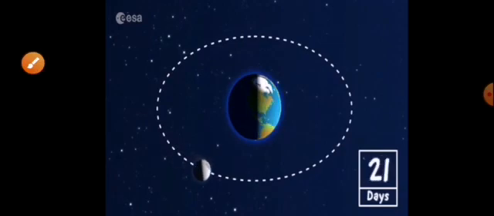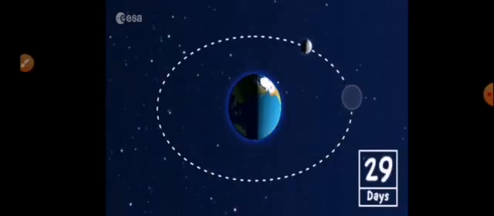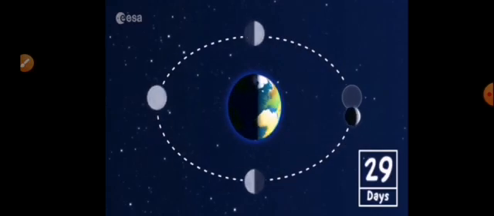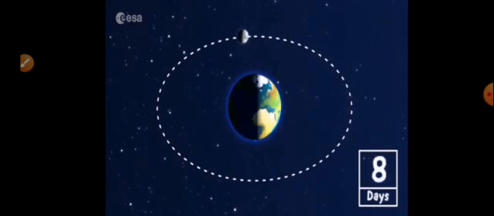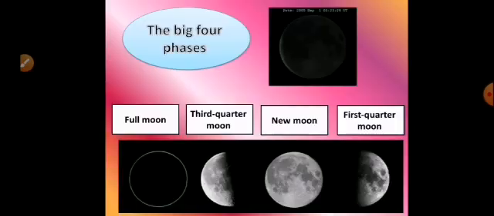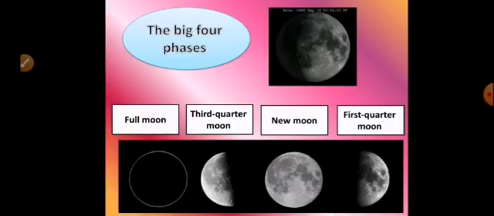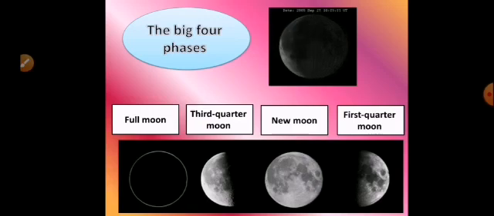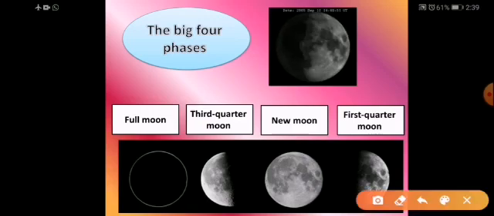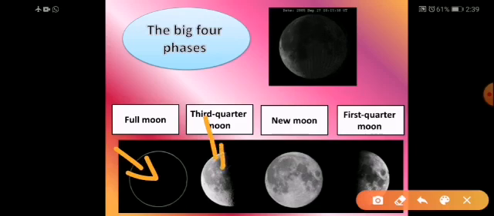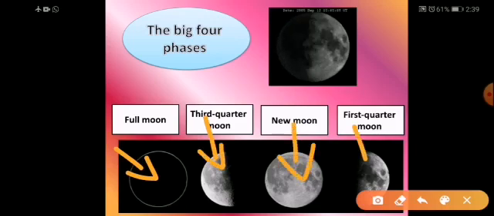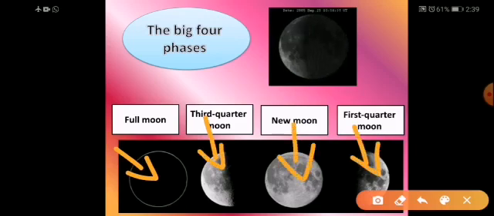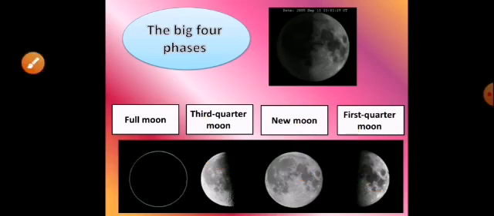Okay? Now, you must know that, as you can see in this picture, the moon revolves around the earth, or moves around the earth. As it moves around the earth, it makes us see different faces or shapes of the moon. But there are big four faces. They are full moon, third quarter moon, new moon, and first quarter moon. These are the main, or big four, phases of the moon.